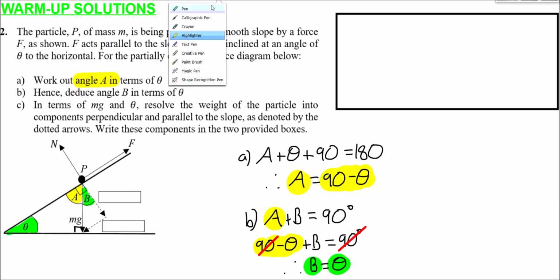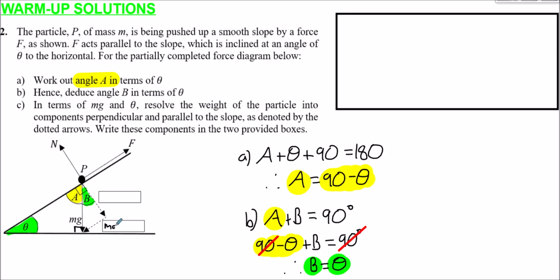So from warm-up question 1, hopefully we've remembered that the component going opposite to the angle, if we know the hypotenuse, is going to be the hypotenuse multiplied by sine of the angle, which is theta. You could say sine B, but we want B in terms of theta. B is theta, so that's mg sine theta. And the component going along is mg cos theta, hypotenuse multiplied by cos of the angle.